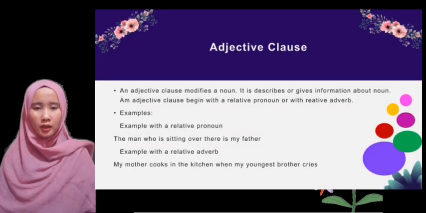Adjective clause. An adjective clause modifies a noun. It describes or gives information about a noun. An adjective clause begins with a relative pronoun or with a relative adverb. Example with a relative pronoun: the man who is sitting over there is my father. Example with a relative adverb: my mother cooks in the kitchen when my young brother cries.